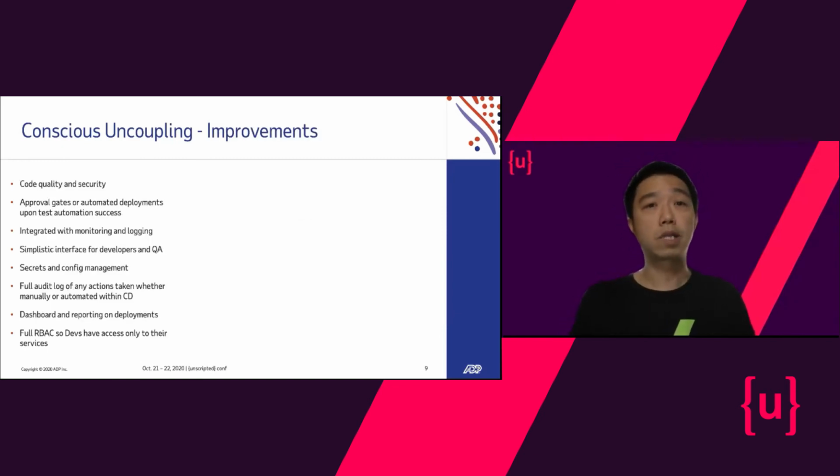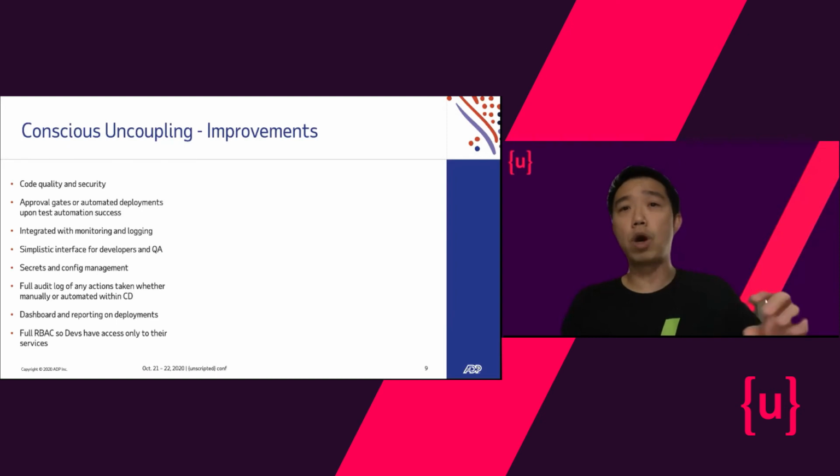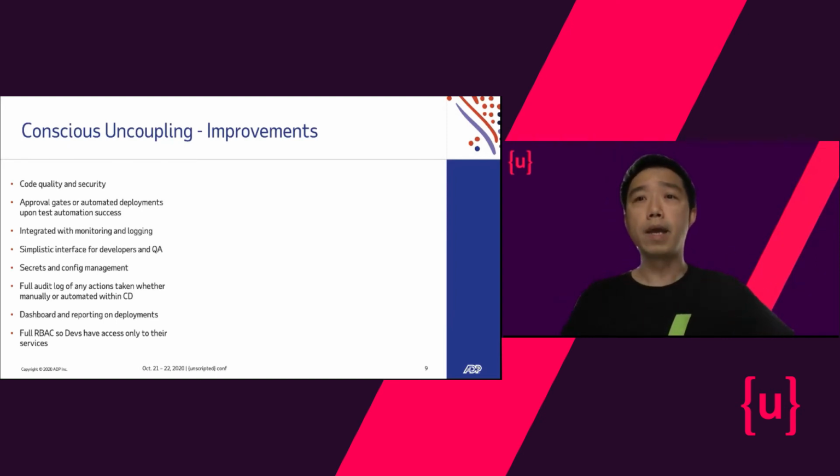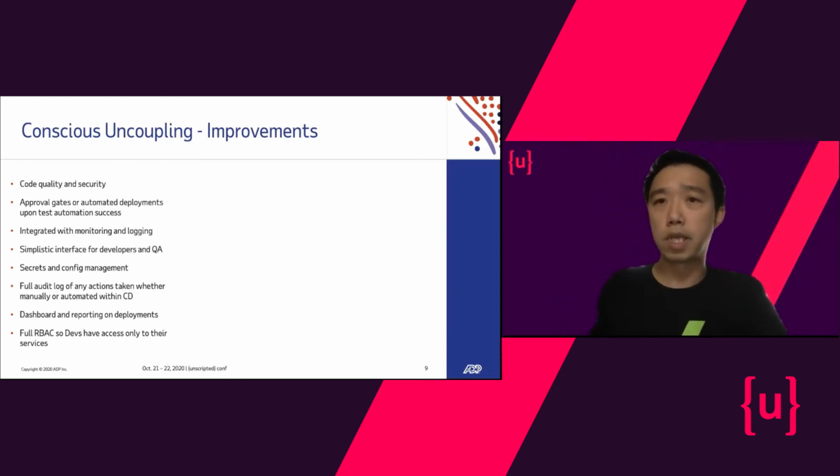On to the next slide. What did we really get out of uncoupling, and what improvements did we get? Obviously, we had a lot more focus on code quality and security, right? We are focusing on code quality on the CI pipeline, and security on the CD pipeline as well as CI.